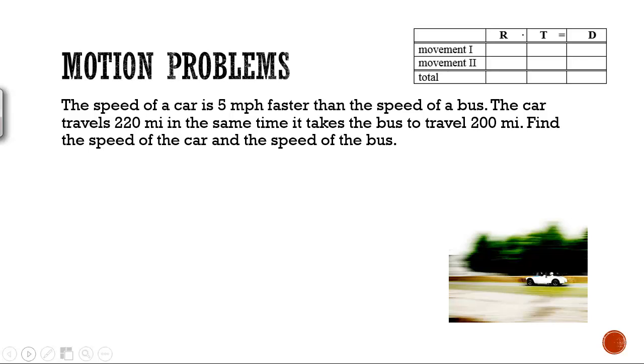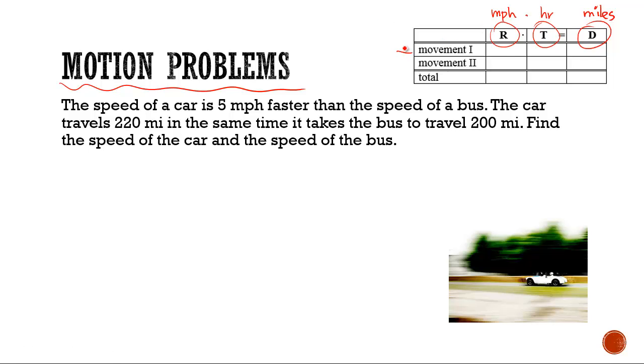Let's go on to motion problems. Now, motion problems, you may have seen these before. They involve rate, time, and distance. And we know that if we take rate, like miles per hour, times the time, like hours, you get the distance, the miles. If you go on the highway, say 50 miles an hour for 2 hours, you've gone 100 miles.